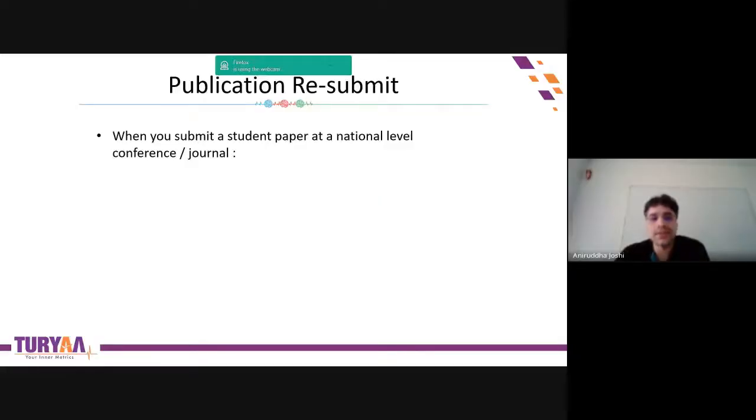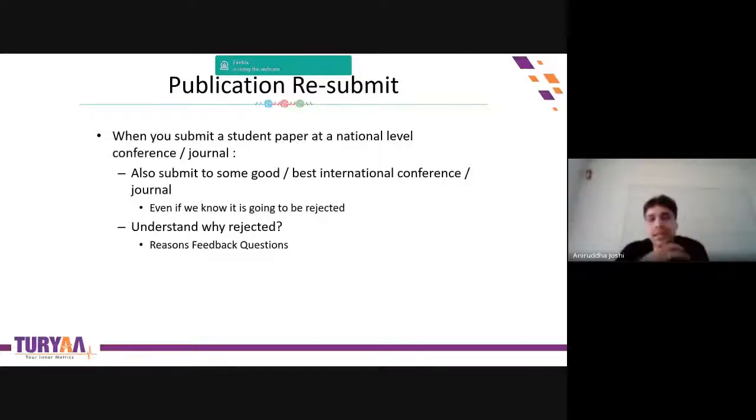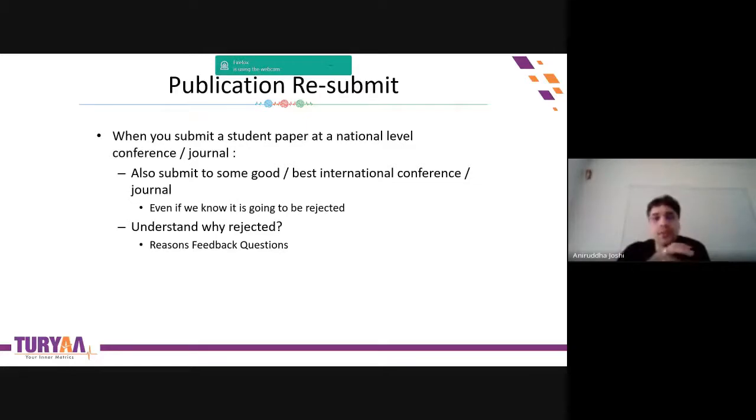Last slide, about publication. This was asked to me by one of the colleges. When you submit a student's paper or your own paper at some national level conference or journal, because it's in the norm of these guidelines given by the colleges, you also submit to a good or best conference, best journal. This is essentially because we know that it's going to get rejected at that level, but you will come to know why it has been rejected. Sometimes you feel that this has been rejected for this reason, but the reviewers of those better journals and conferences give you the exact feedback. This has been rejected because of so and so reasons, so that you can go back and solve those problems and ultimately make sure that you publish in a good journal or conference. So you solve those feedbacks and resubmit.